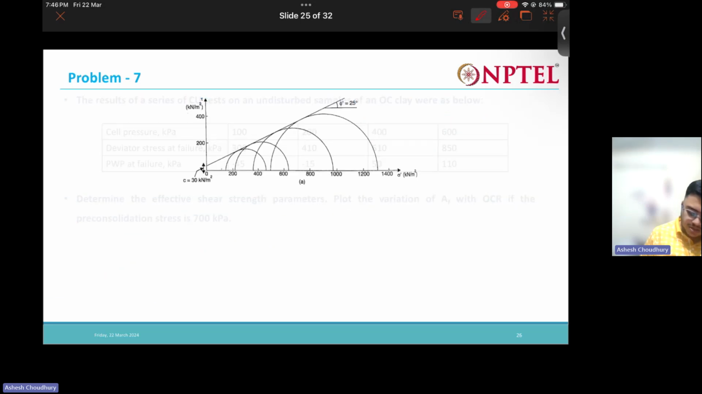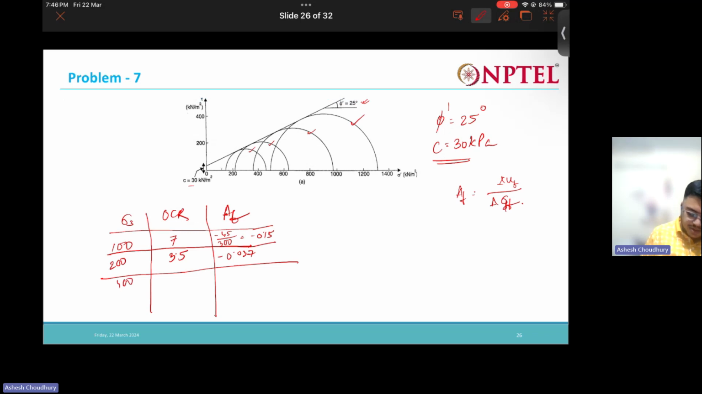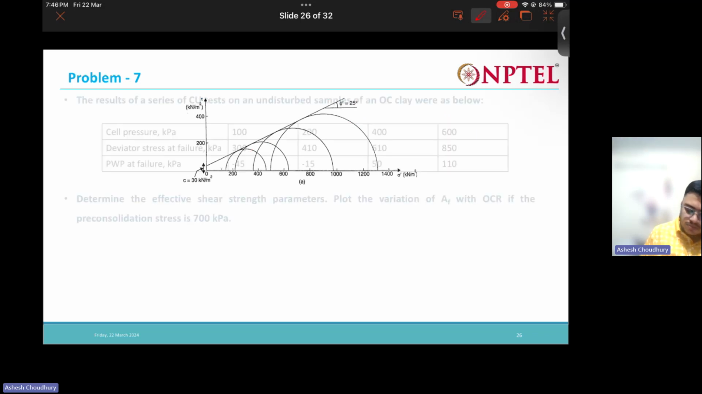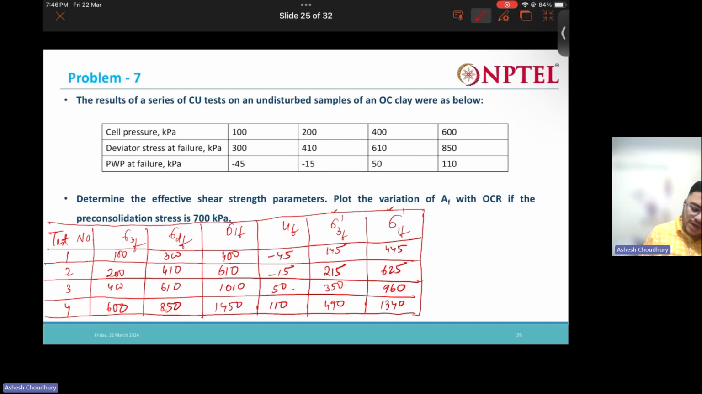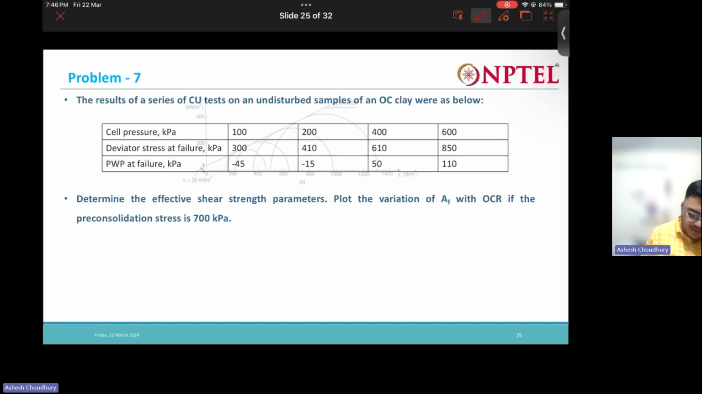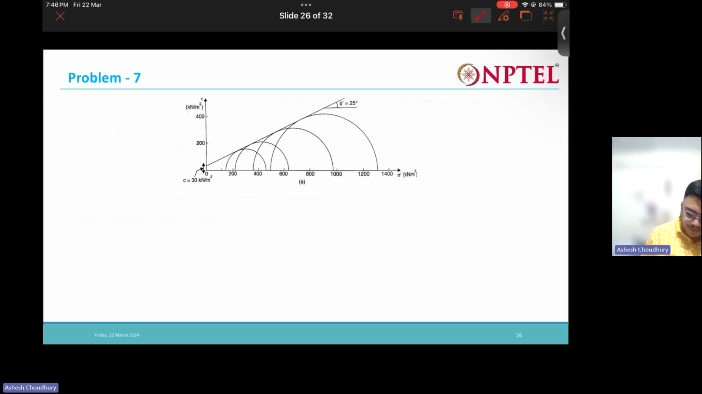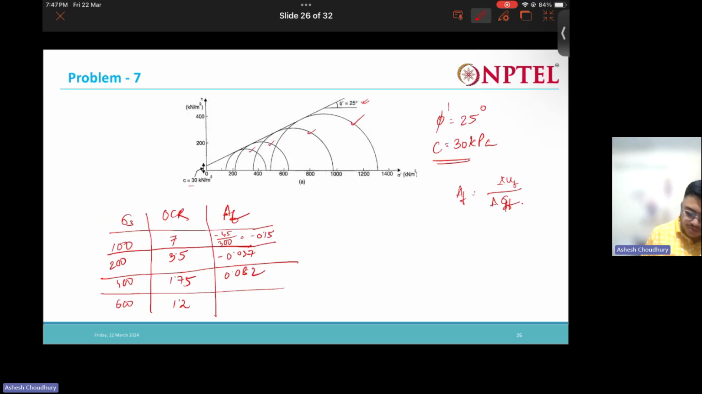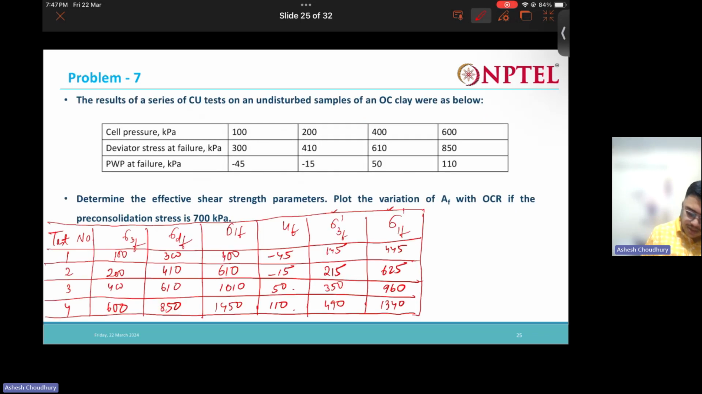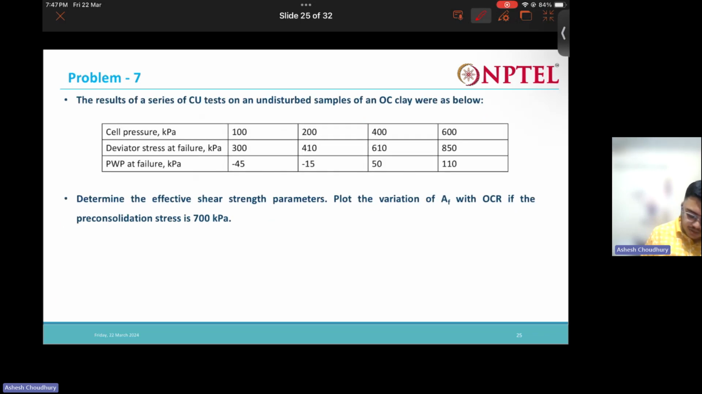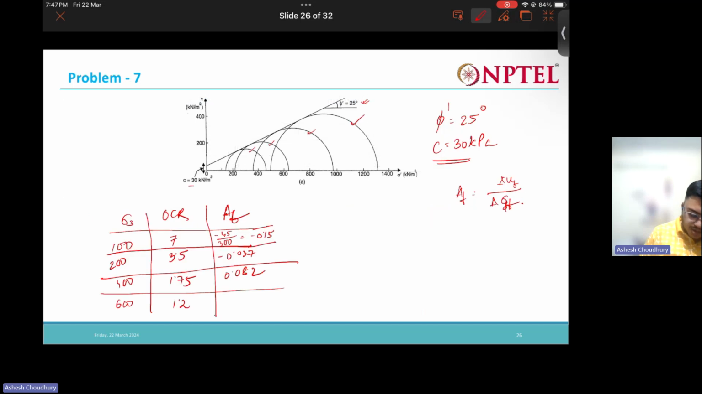Next is 400. 700 by 400 is 1.75, and 50 divided by 610, now it's coming positive, 0.082. Okay, and the last is for 600. 700 by 600, 1.2, and from here 110 divided by 850 is 0.13.